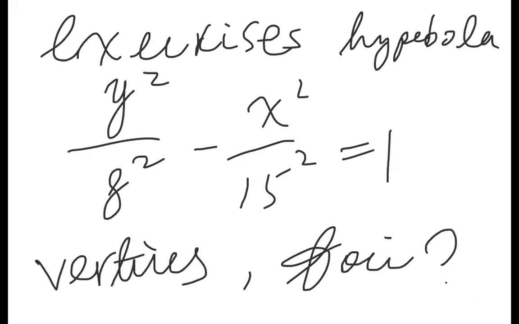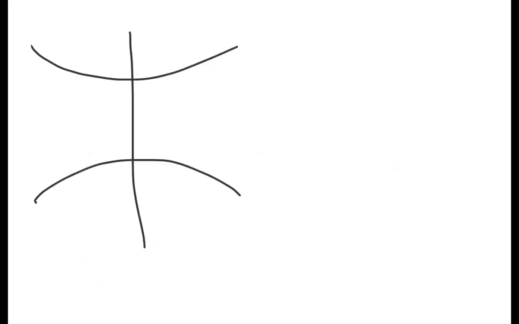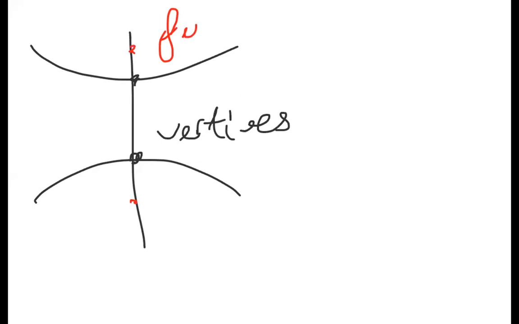Let's finish this real quick. So for this hyperbola, because the positive coefficient is on the y squared, that means the graph looks something like this. Both the vertices and the foci are on the y-axis.